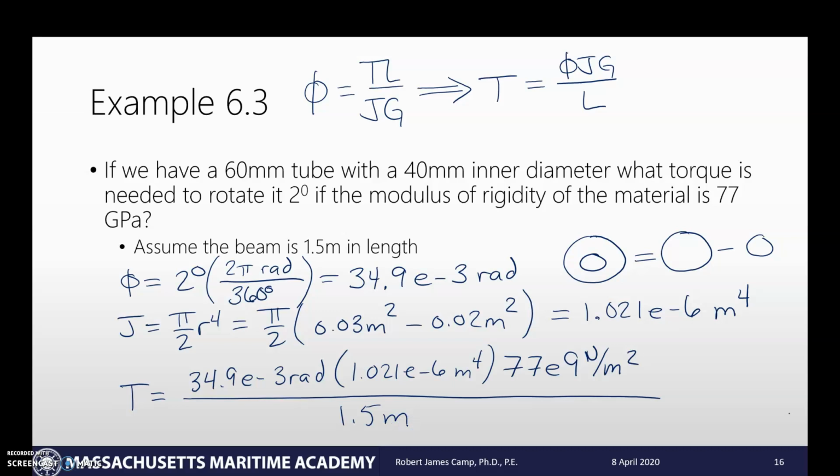So as I look at things, I've got meters cubed on the bottom. That'll leave me meters on the top. We forget about radians, so I've got Newton meters on the top, which is definitely a torque rating. And so if I multiply this all together, I'll get 1.829 kilonewtons times meter.